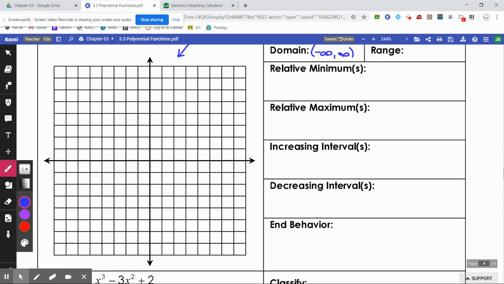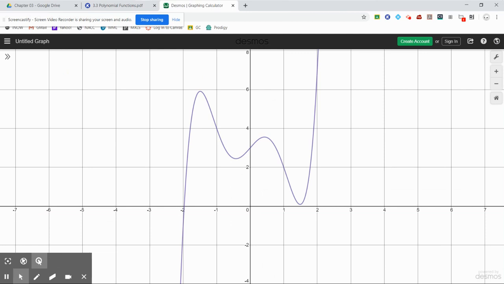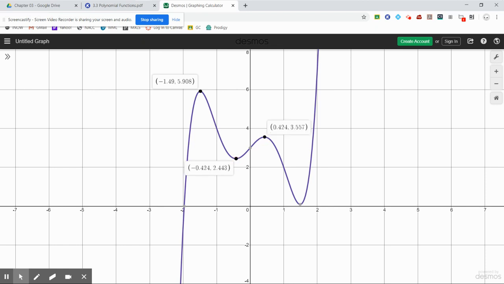So therefore, our end behavior will be, as we go to the right on our graph, it will increase. As we go to the left on our graph, it will decrease. So let's go ahead and look at the graph of that on Desmos. Okay, here we see a look at the graph. We do have a relative maximum, relative minimum, relative maximum, and a relative minimum at these spots.